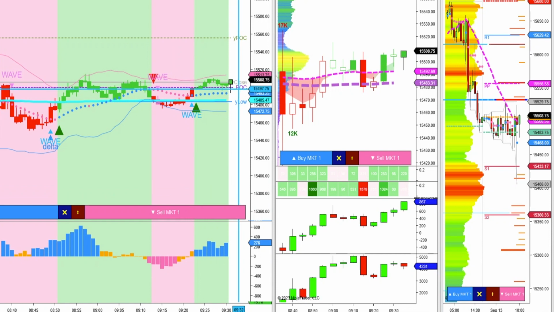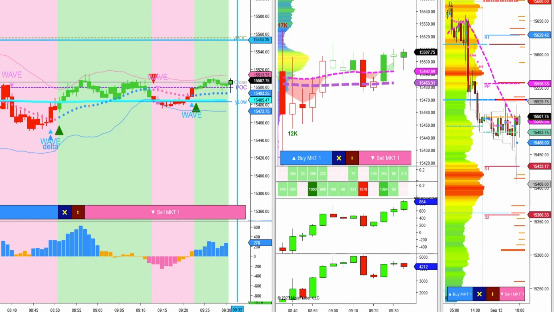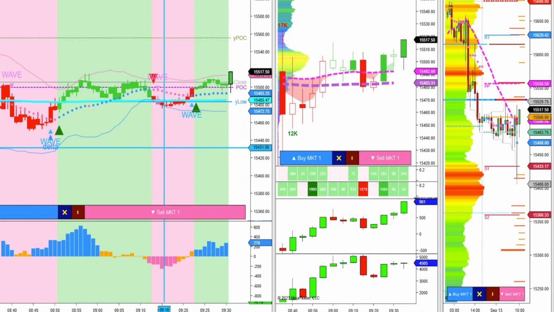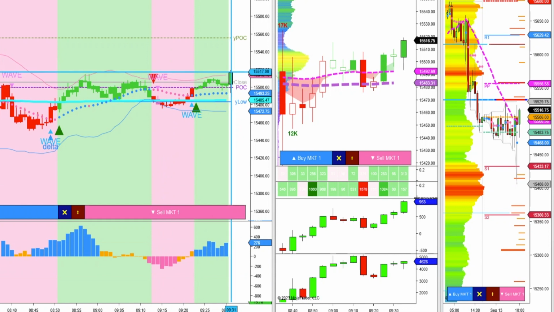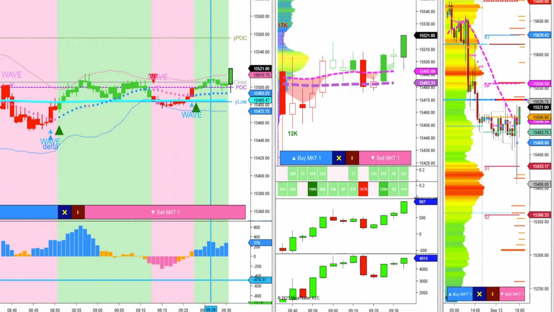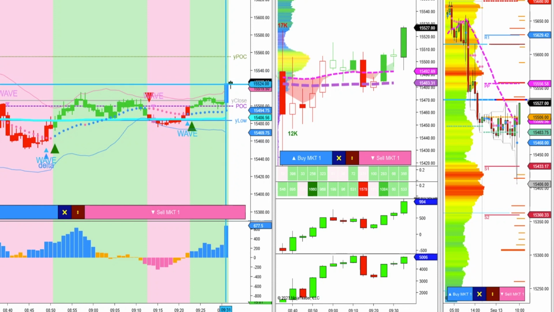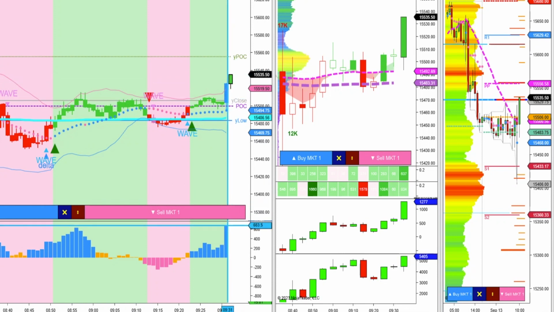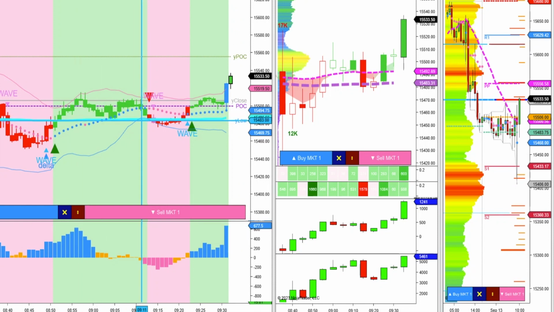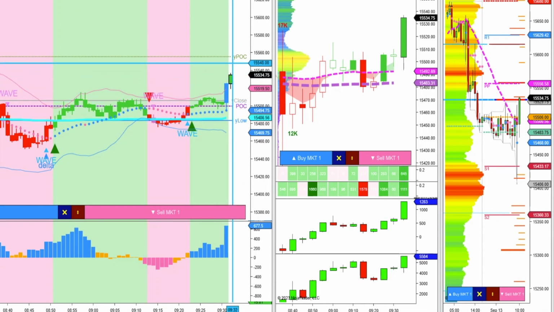Got this current day point of control that will change throughout the day. I've got yesterday's point of control. Just kind of seeing what the market wants to do here. We are making new highs here. So I was waiting for the close of this candle to see where the histogram ended up, and the histogram ended up higher than this last up move, so we might be headed up a little bit.